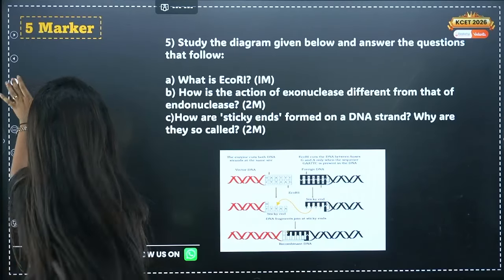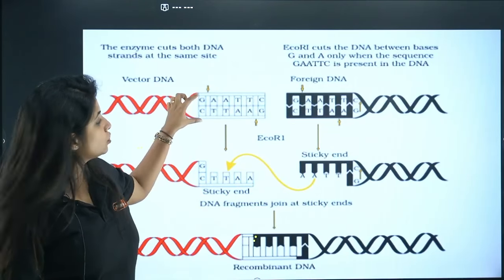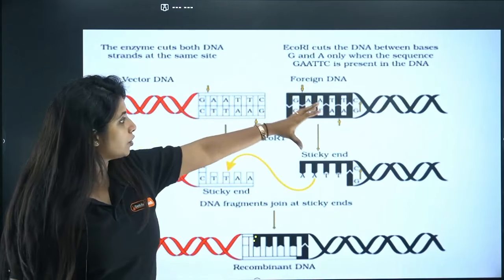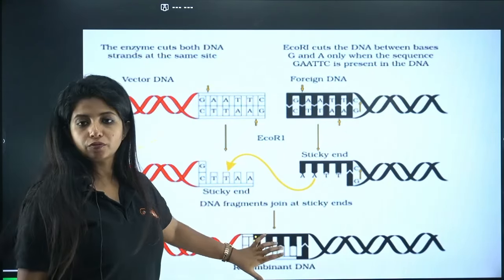And please make sure you at least draw some part of this. Okay, I'll zoom this in. Draw the vector DNA and foreign DNA, make a cut over here, in an opposite L shape it should come, and then join both of them.